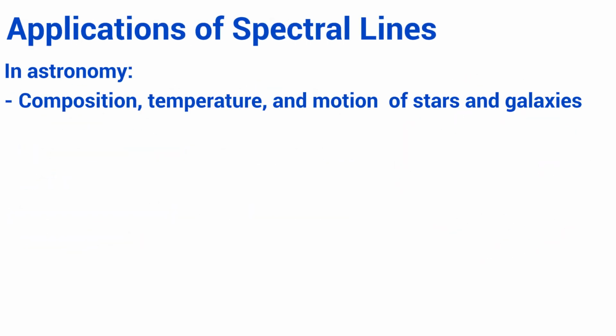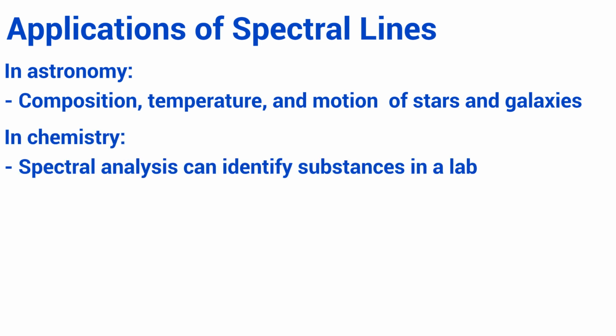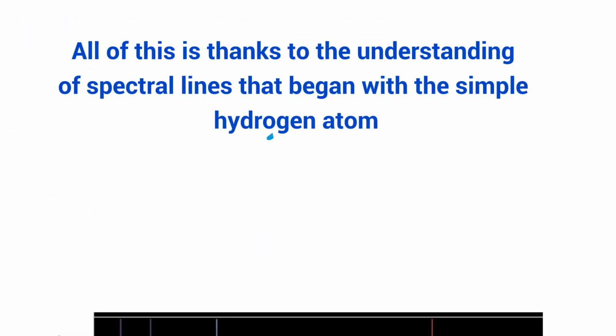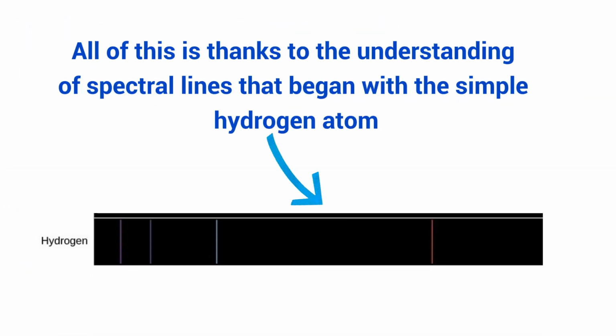Applications of spectral lines. In astronomy, they're used to determine the composition, temperature, and motion of stars and galaxies. In chemistry, spectral analysis can identify substances in a lab. Forensics experts also use it to analyze chemical samples at crime scenes. All of this is thanks to the understanding of spectral lines that began with the simple hydrogen atom.